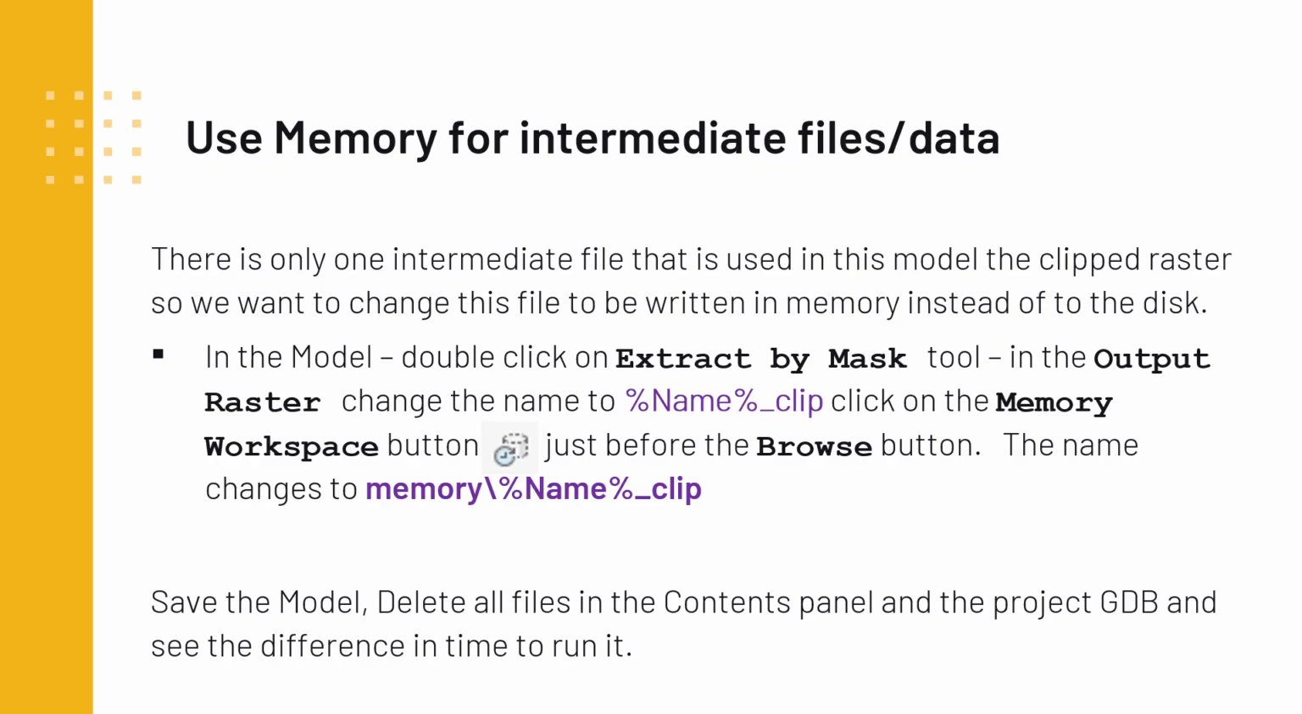You should notice the name is going to change to memory/%name%_clip. When you're done this, save the model, delete all of the files in the contents pane on the left, and then delete all of the files in the project GDB on the right. Okay, then run the tool. Check to see how much time is saved when you run it in memory instead of being written out to disk.